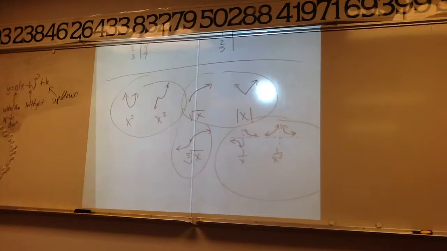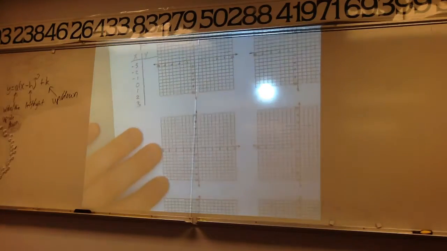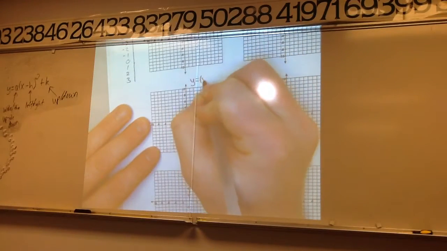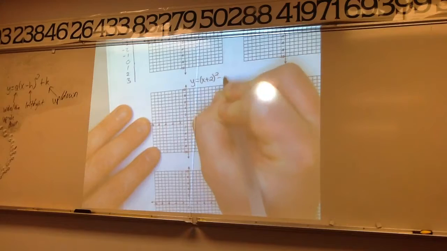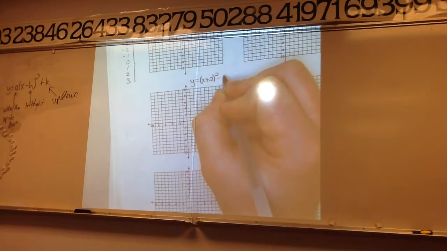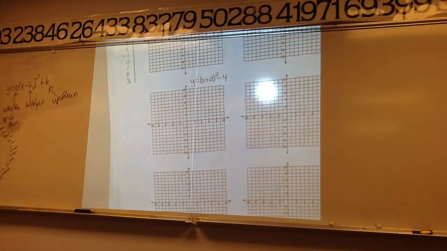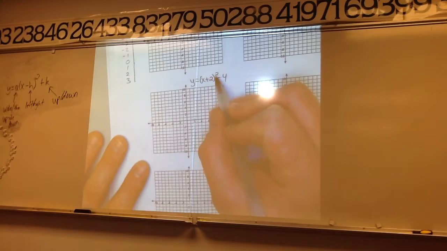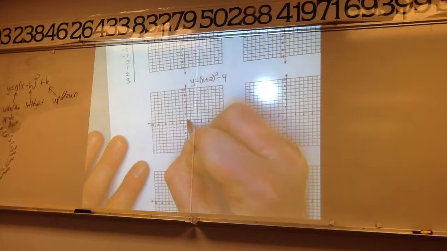Do you know the key point to use that makes it really easy to shift these if you wanted to graph it? Like if I said graph y equals, we'll do a parabola, x plus 2 squared minus 4. Where would I start? Plug in 0 for x. 0 plus 2 is 2, squared is 4, 4 minus 4 is 0, so that'd be your y-intercept.